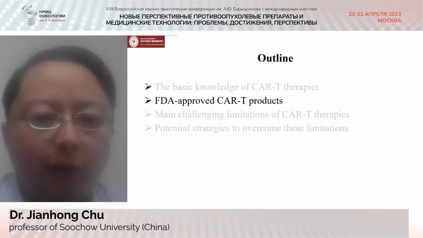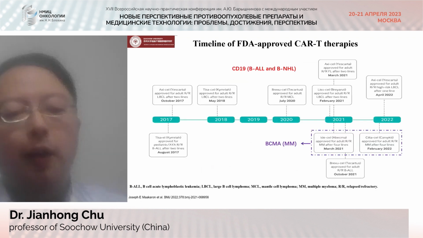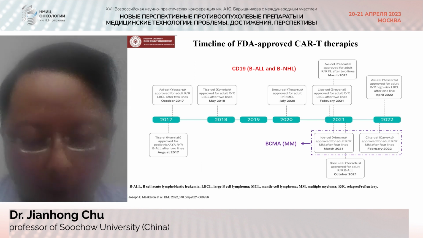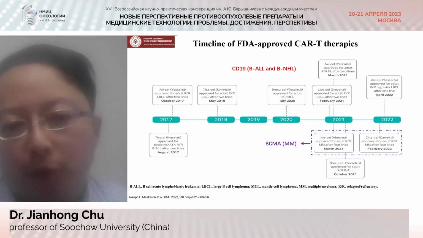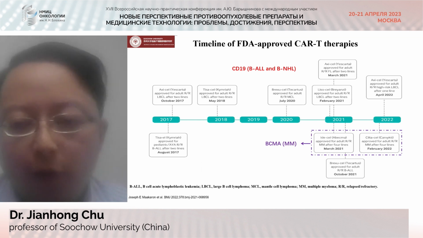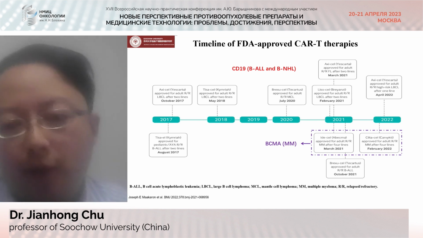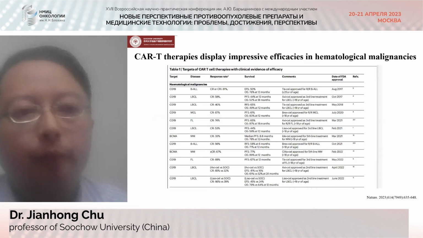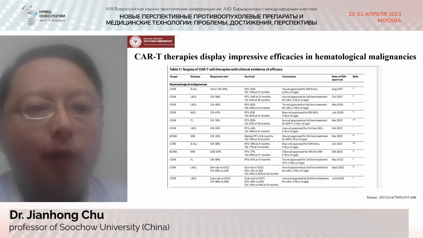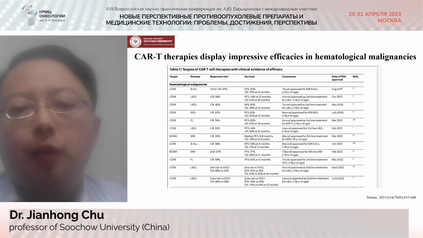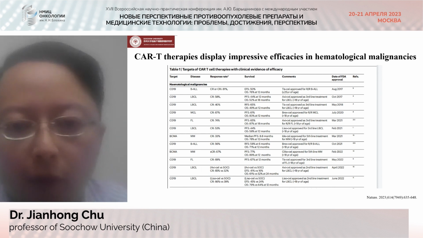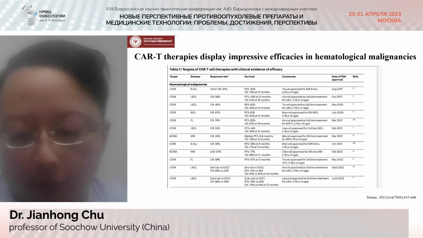Next, I will talk about the FDA-approved CAR T products. Starting from 2017, 6 CAR T products have been approved. Among them, 4 products target CD19 for the treatment of B-cell lymphoma and leukemia. The remaining 2 products target BCMA for the treatment of multiple myeloma. FDA-approved CAR T products have displayed impressive efficacy in blood cancers in terms of the overall survival (OS), event-free survival (EFS), and progression-free survival (PFS).